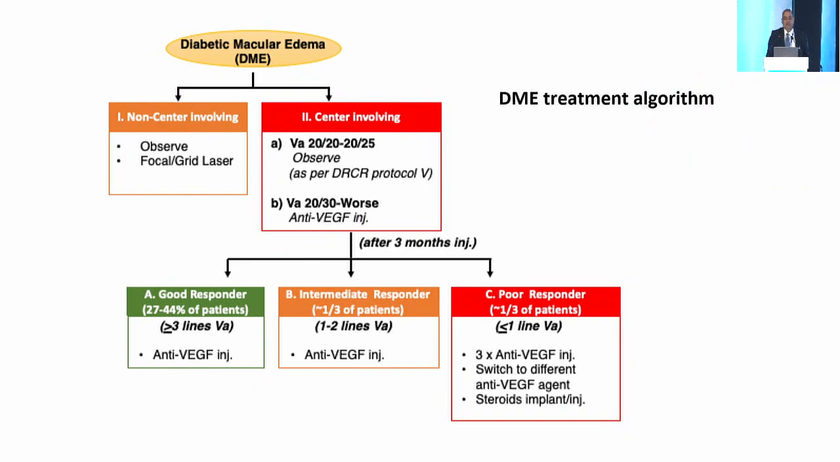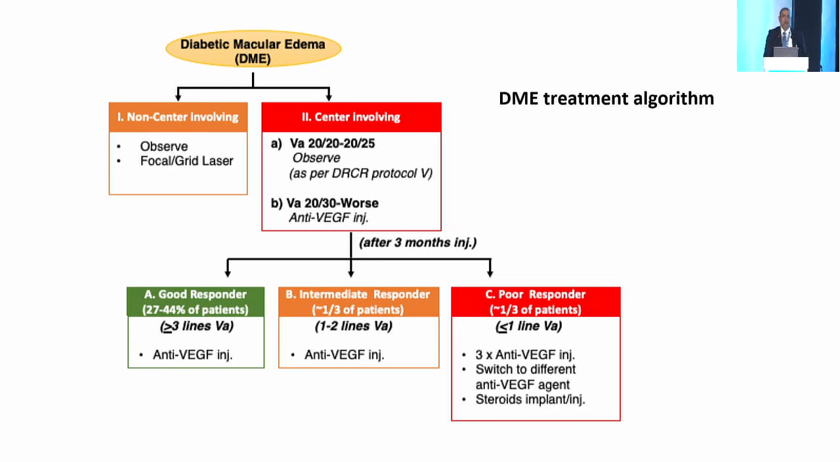So that's what the algorithm is all about. You start by classifying it as non-center involving or center involving. Very recently, last month, we have published that if you take non-center involving edema and follow them up for 2 years, a third of them will convert to CIDME. And the only risk factor is longer duration of diabetes. So more than 10 years duration, they are the people who have more risk. Either you can observe or you can even do a focal or a grid.